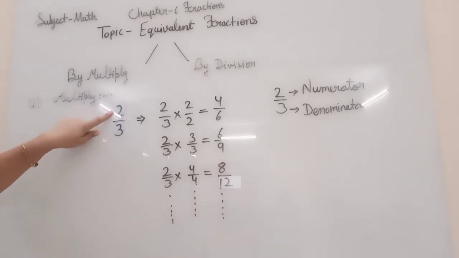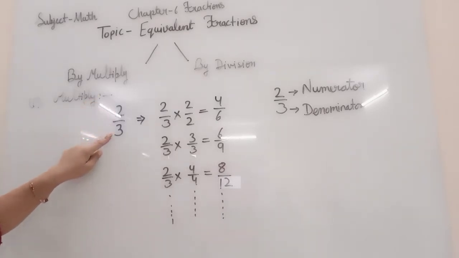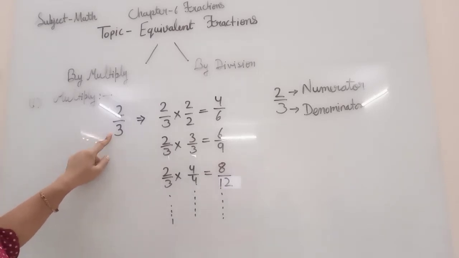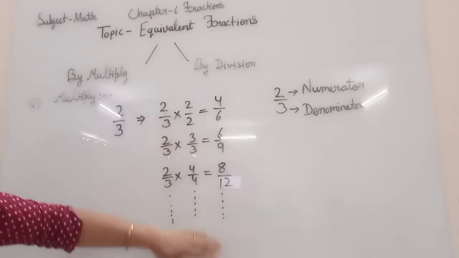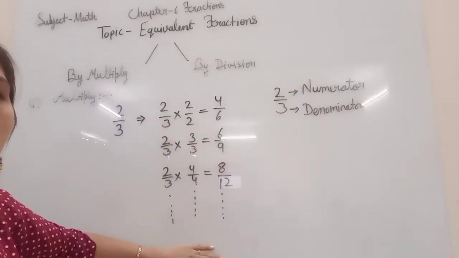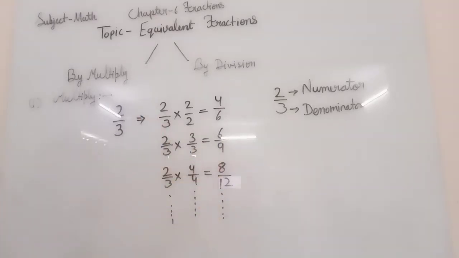We have to find the equivalent fractions for 2 by 3. Yes. Like factors, there is no end for the equivalent fractions either. Yes, we can find n number of equivalent fractions. So now let's find the equivalent fractions for 2 by 3.